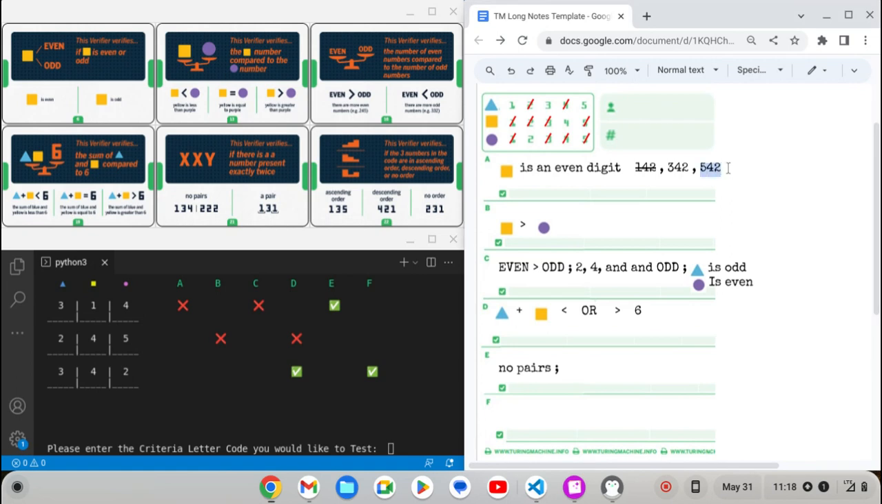So let's cross this out. And let's also update our notes. So we did do criteria card D, which was that the sum was greater than. So let's go ahead and cross out this little portion here. And we also confirm that there is no order, since 3, 4, 2 has no order.